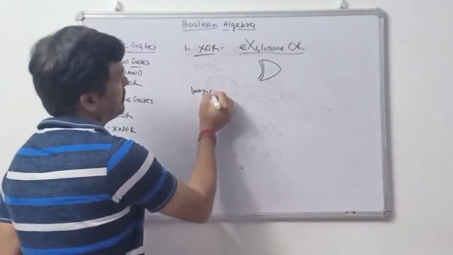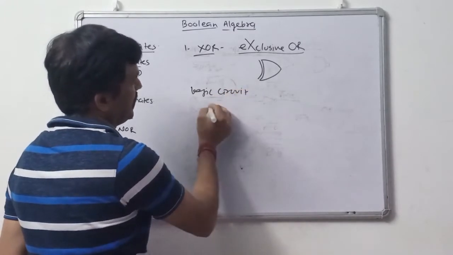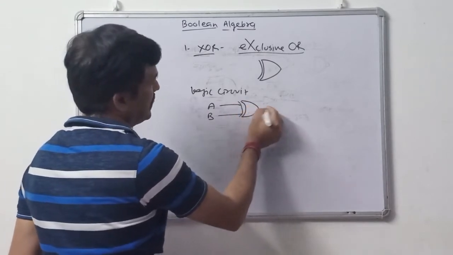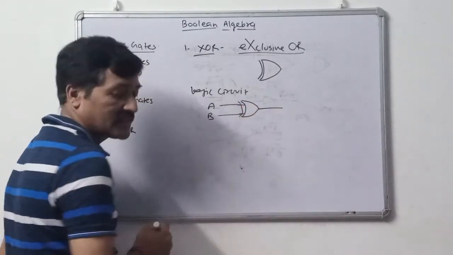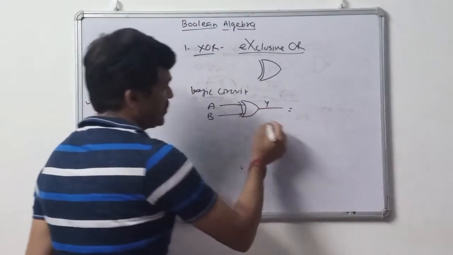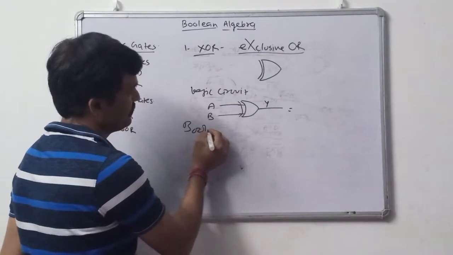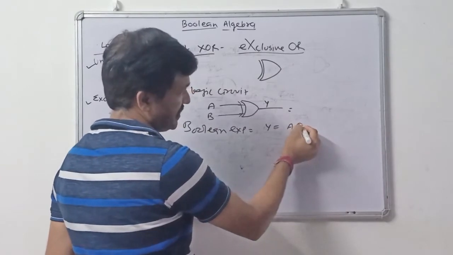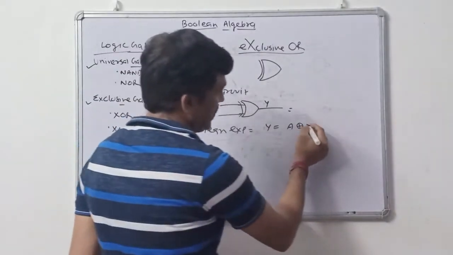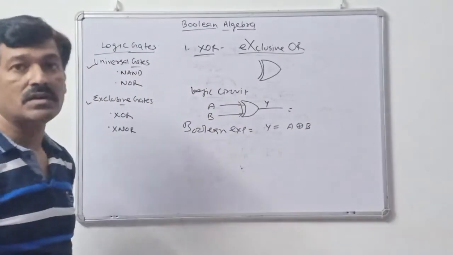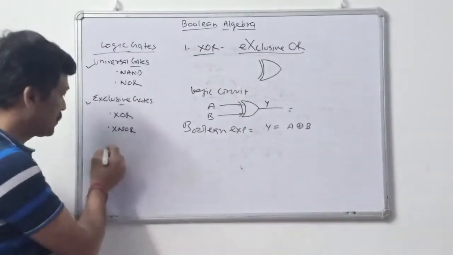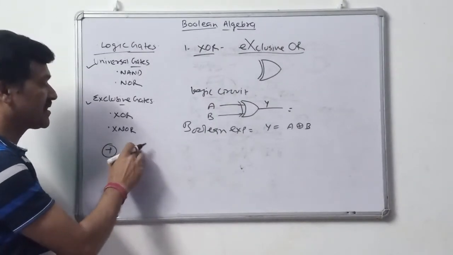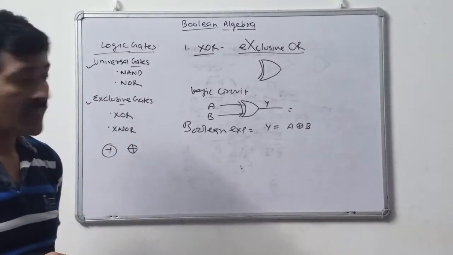Logic circuit: A and B are passed here in an exclusive OR, and it is shown as a Boolean expression as Y equals, look at this, a plus placed in a circle, A XOR B. The plus symbol is used as the OR symbol, but when it is surrounded by a circle, it is converted into the XOR symbol.